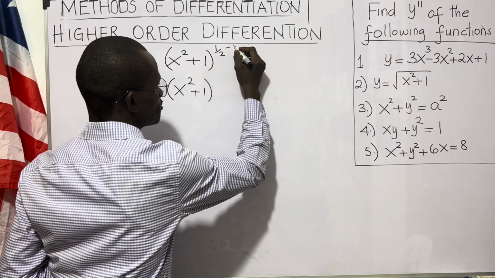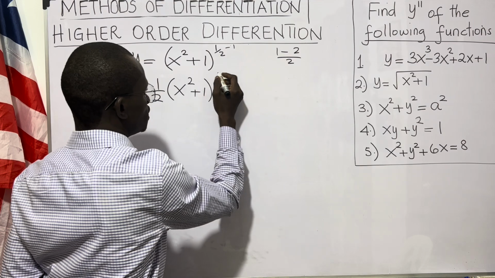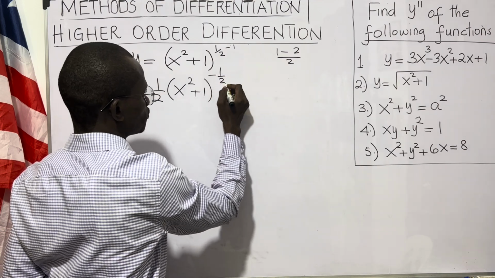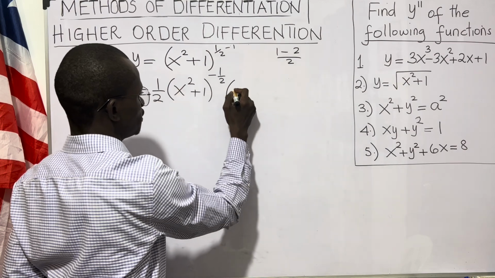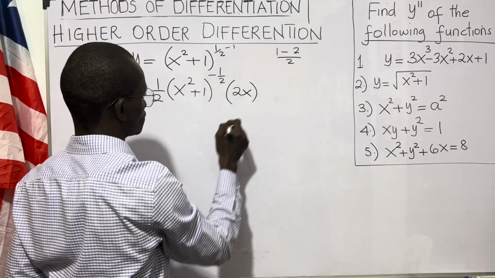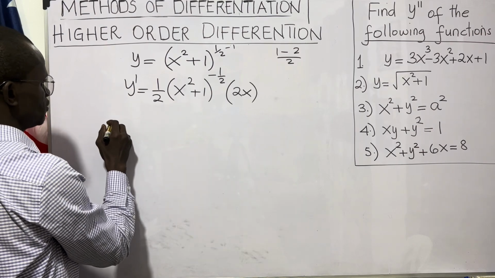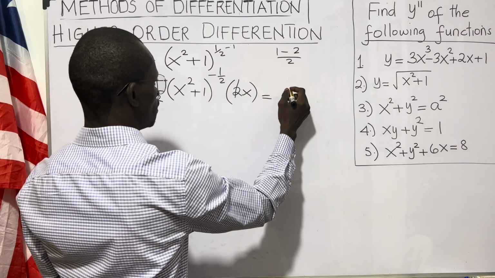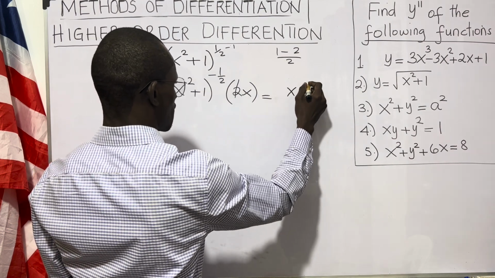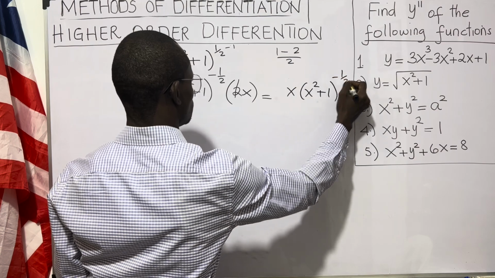So 2 times 1 is 2, so it's 1 minus 2 all over 2. So this gives us minus 1/2 times the derivative of what is inside. So the derivative of x squared is 2x, right? So now I can find the second derivative. Now this 2 cancels this 2. This is now equal to x times x squared plus 1 raised to the power minus 1/2.